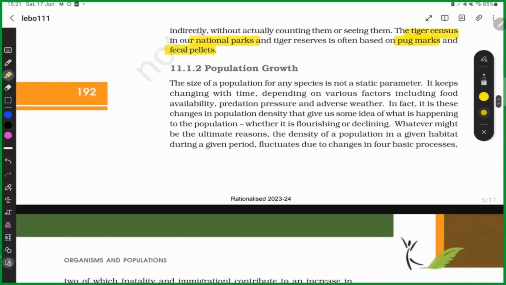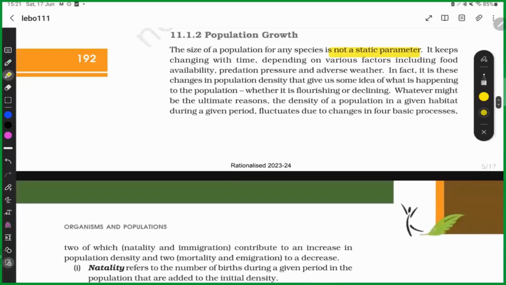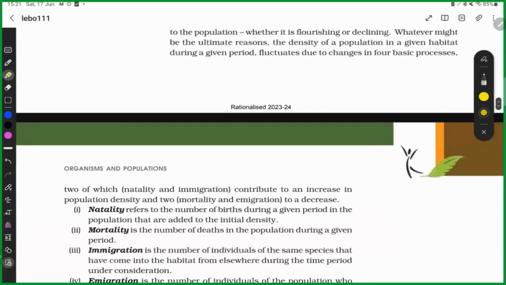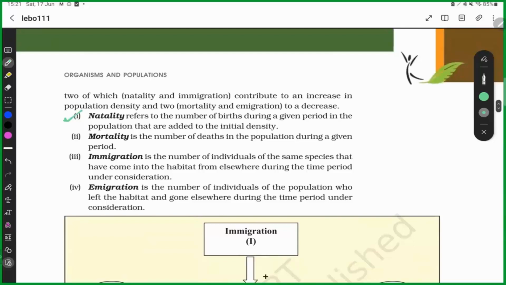Population growth is not a static parameter. There are four factors which can increase or decrease the population density, or population growth, you can say. First, natality. Natality means the number of births during a given period. Number of births should increase the population density. Mortality, or number of deaths, decreases it. Immigration. There is an important trick.